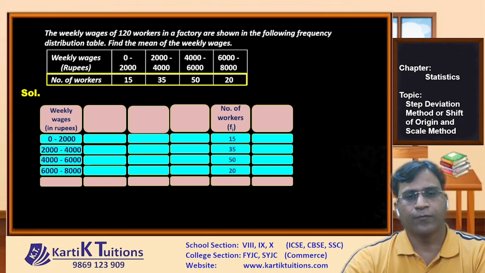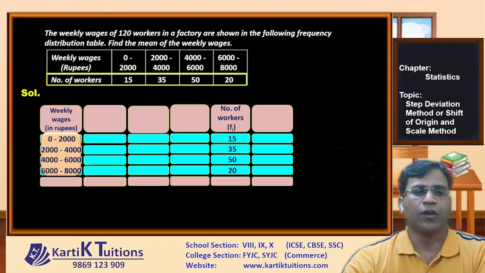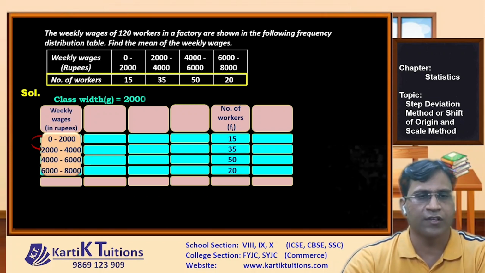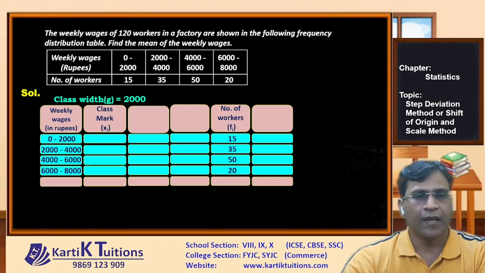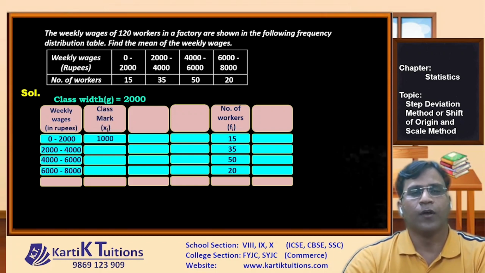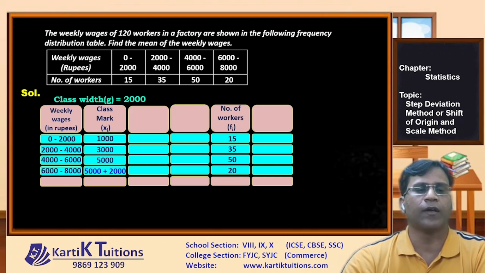Copy the values. Now first find the class width. 2000 minus 0 gives us what? 2000. So your class width, which can also be written as H or G, is 2000. Then now class mark. 0 plus 2000 upon 2 becomes what? 2000 upon 2 will give us 1000. Now just keep on adding class width. That is, it will become 3000, then it will become 5000, then it will become 7000.